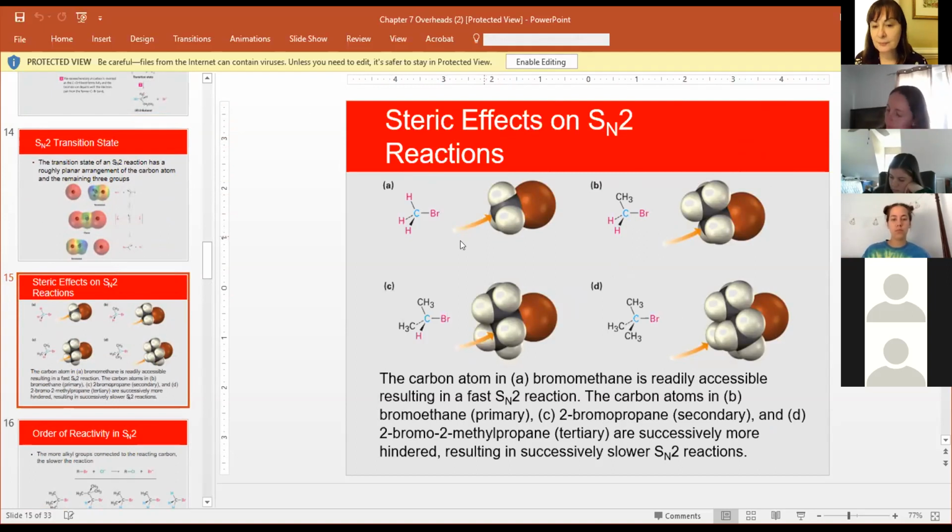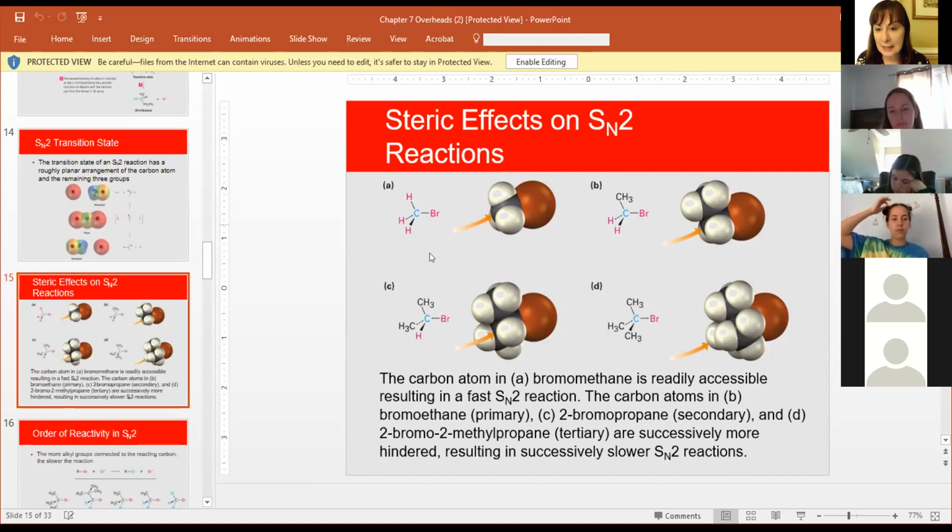Why is that important? In this mechanism, we have to attack the carbon that has the leaving group from the back, okay? So this is where we are going to do our attack. This is supposed to be a space filling model of this molecule here. So let's visualize that. This is the carbon right here in the middle. Can you all see it? And then these little white balls are hydrogens, which are very small and very close to the carbon, right? 1, 2, and 3 hydrogens, you see them? And then this big red ball here on the front is the bromine.